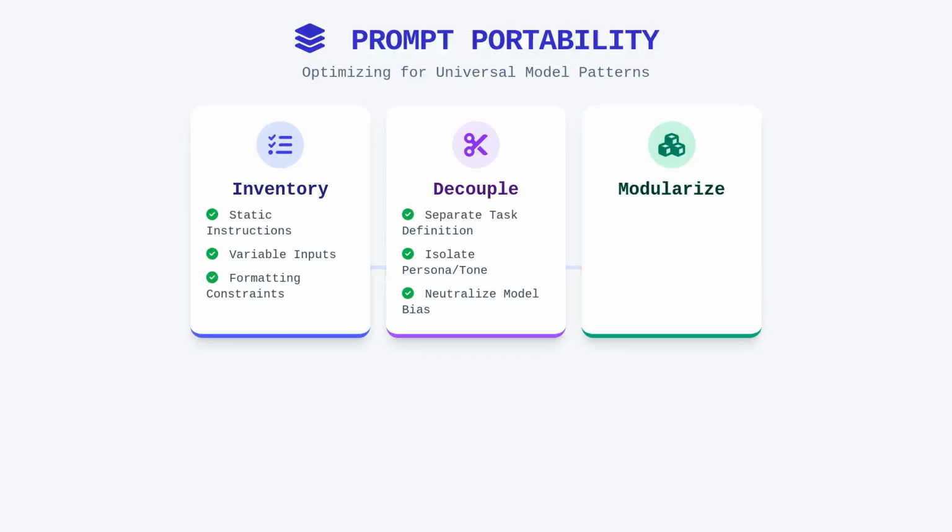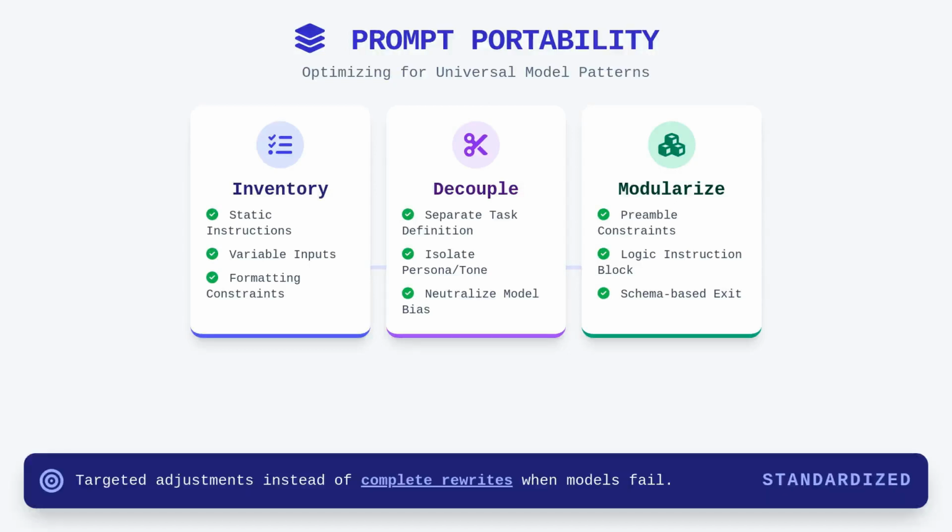By modularizing these into atomic building blocks, such as a preamble for setting constraints, a core instruction block for logic, and a schema-based exit condition for output formatting, you can standardize your inputs. When you encounter a failure on a specific model, you then have a clear target for adjustment rather than having to rewrite the entire prompt from scratch.